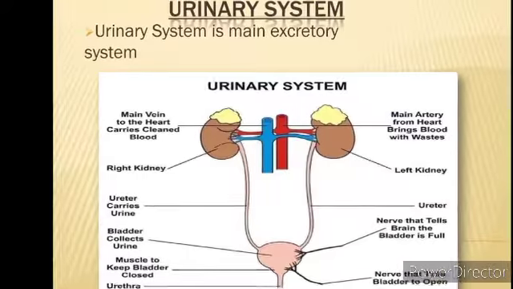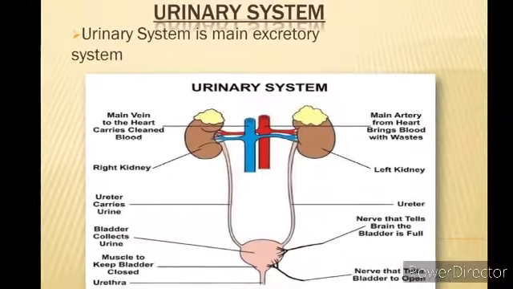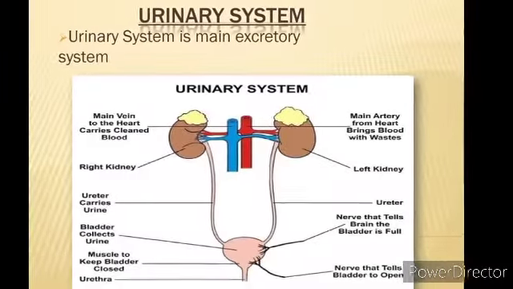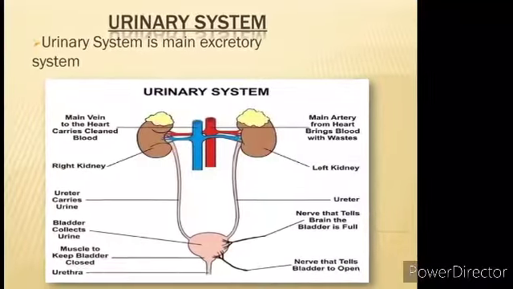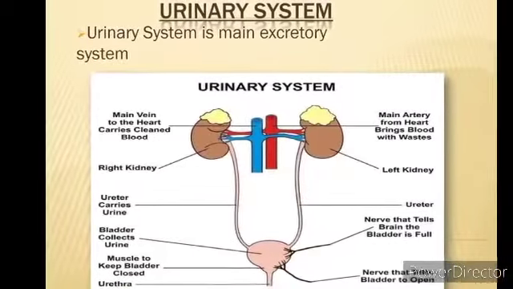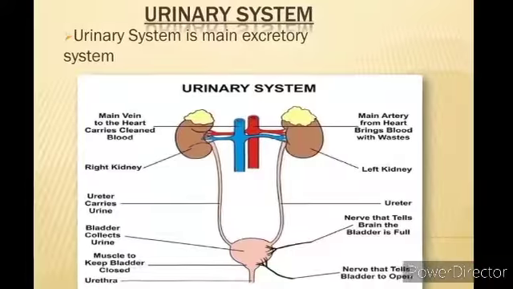The urinary system is the main excretory system of the body that performs vital functions like filtering of blood and removing excessive, unnecessary material from the body, and this helps to maintain chemical homeostasis of the body.